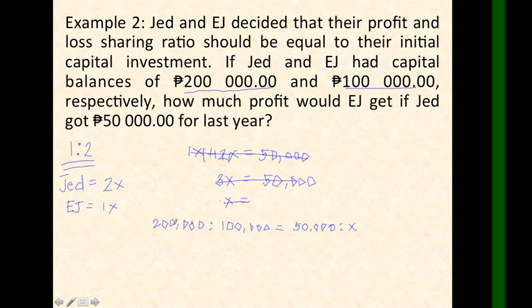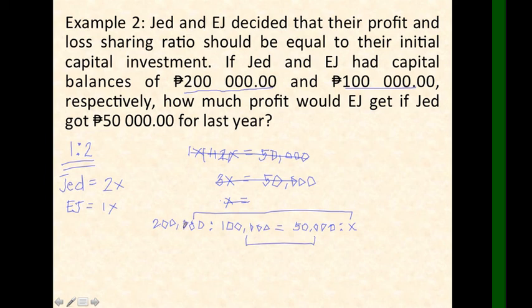So, 200,000 kay Jed versus 100,000 kay EJ. 50,000 kay Jed versus kung ano yung position nila dito, sino ba nauna? Si Jed. So, Jed din ang mauna sa second equation natin. So, 50,000 kay Jed, x si EJ. So, si EJ ang hinahanapan natin ng answer dito. So, by using this, pwede natin gawing ganito.